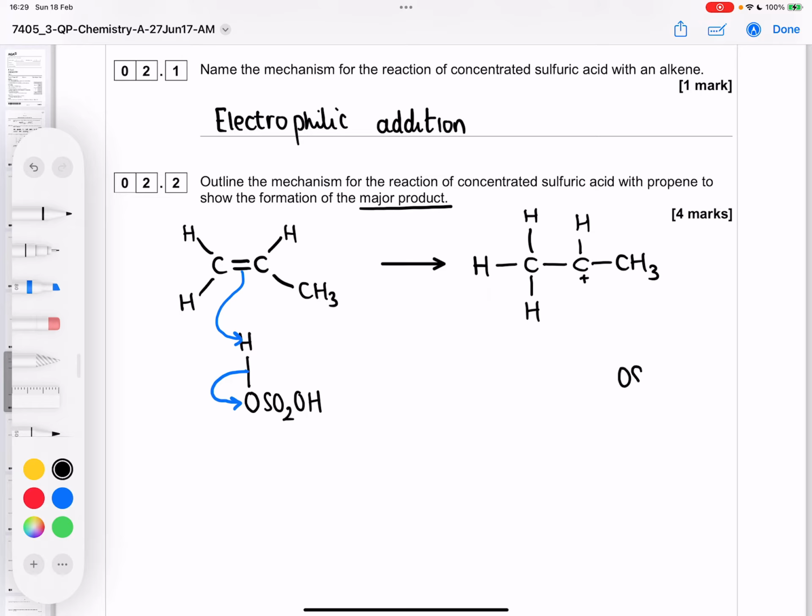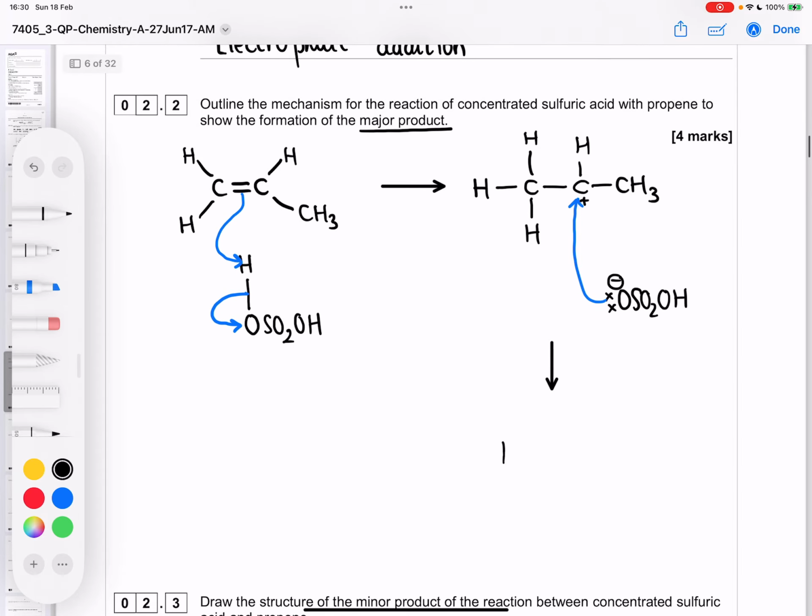Then we've got the OSO2OH. Remember, when we broke that bond, we moved electrons onto that oxygen, so it becomes negative. And then our last curly arrow would be from the lone pair to the carbocation. And then we can draw out the major product. And there we have it. That is our structure.